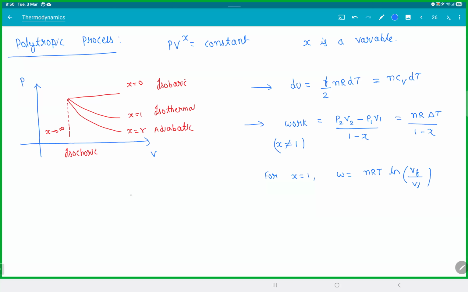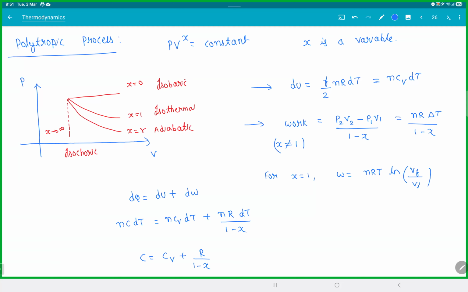Now using the first law of thermodynamics, dq is equal to du plus w. This would be nC dt. Now we are not giving it any name, we are just going to call it C. So nCv dt plus nR dt by 1 minus x. And this result is very important. So C is nothing but Cv plus R by 1 minus x.